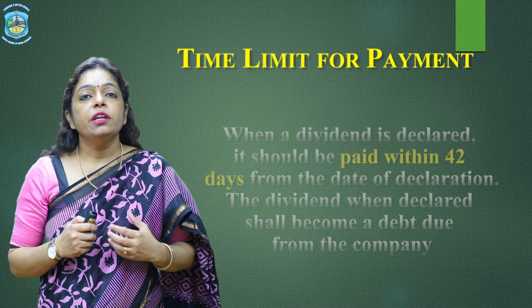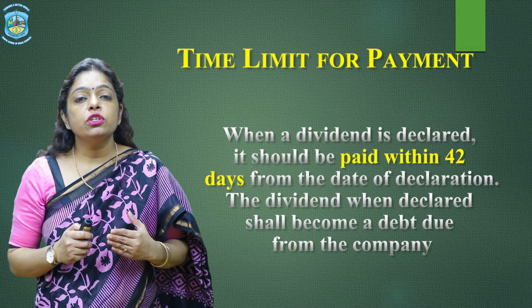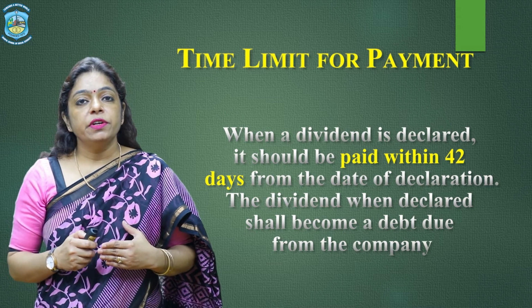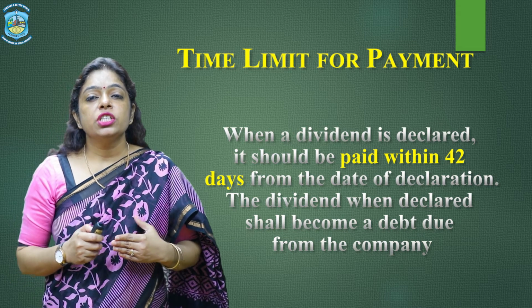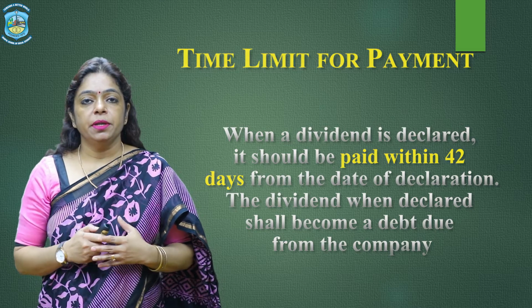Point number 9. Time limit for payment. When a dividend is declared, it should be paid within 42 days from the date of declaration. The dividend, when declared, shall become a debt due from the company. These were the rules as per the Companies Act for the distribution of dividend out of profits.